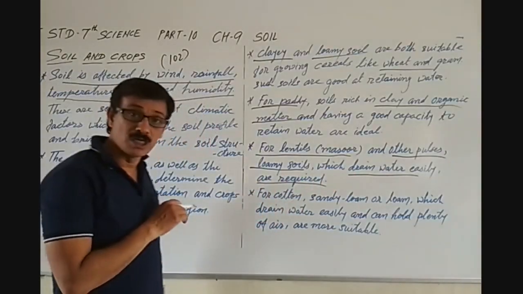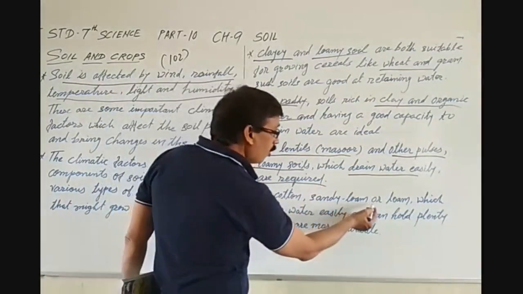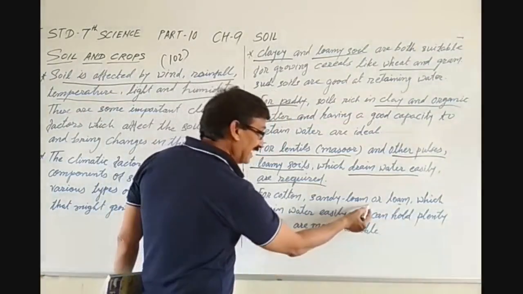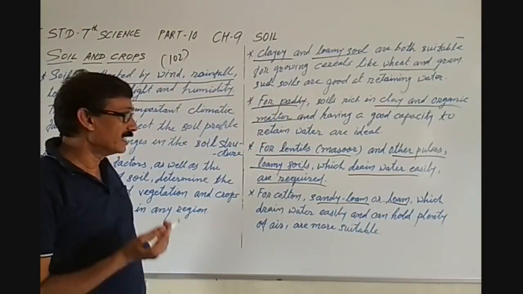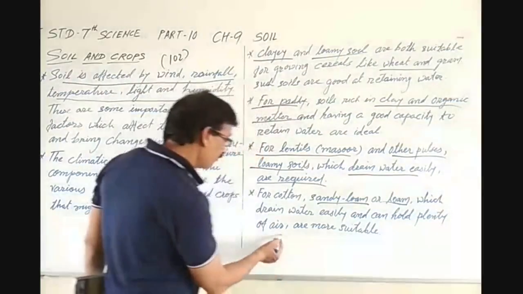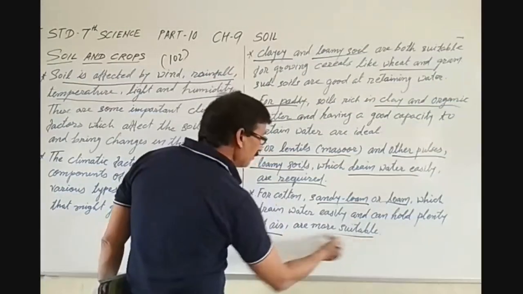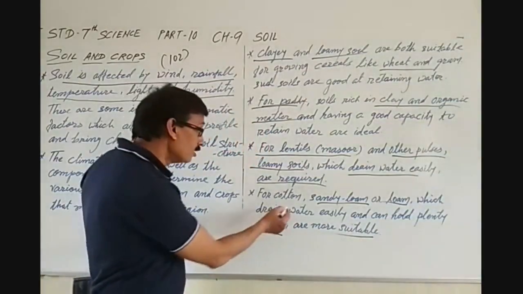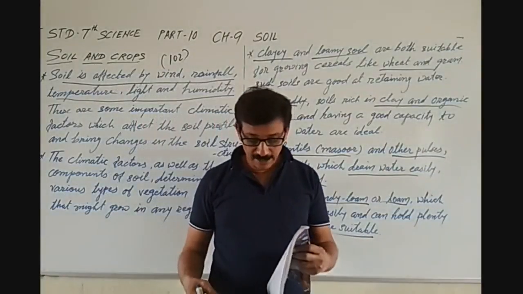Then for cotton, sandy loam or loam, which drain water easily and can hold plenty of air, are more suitable for cotton. Okay, so these are the soils. Then let's go further.